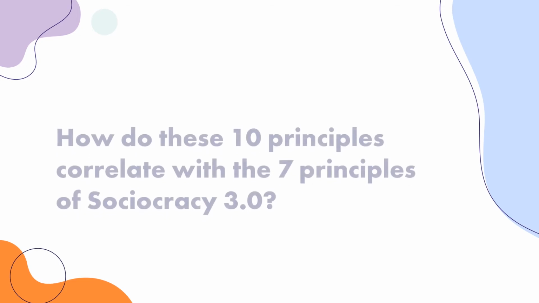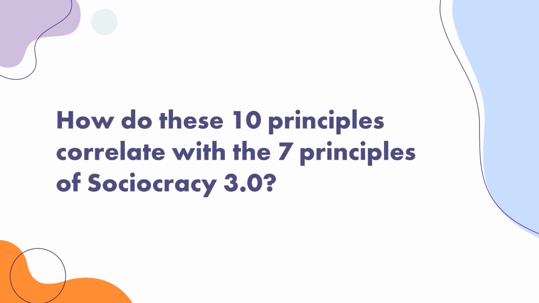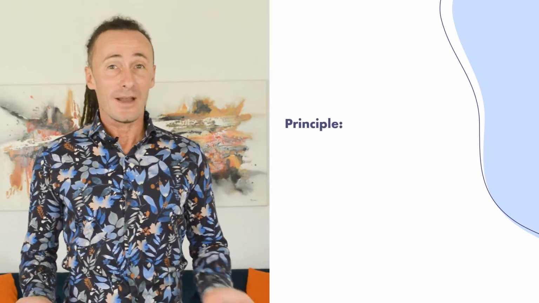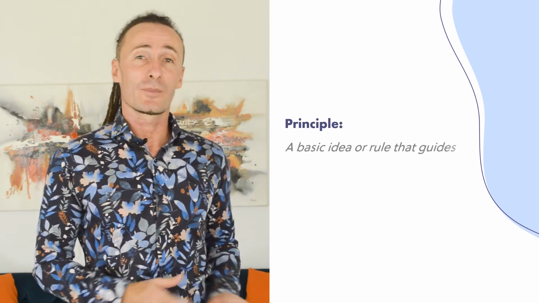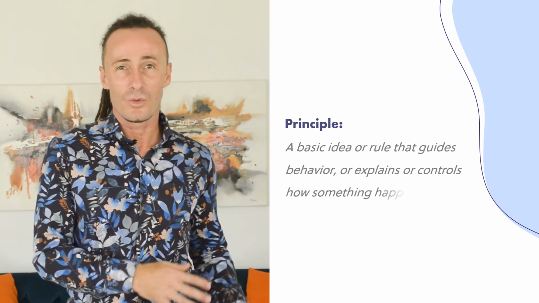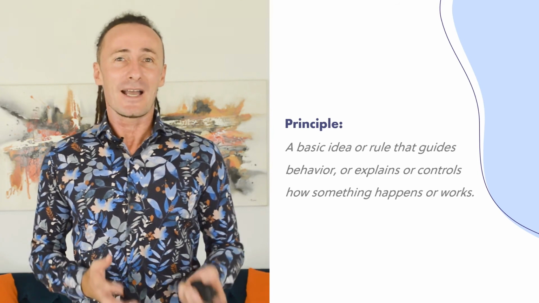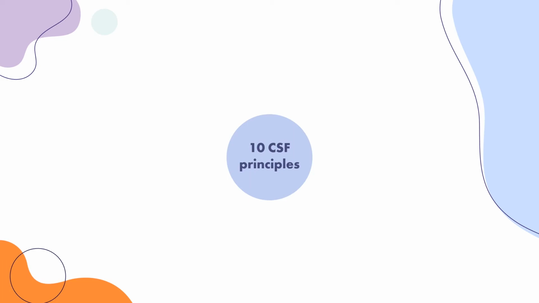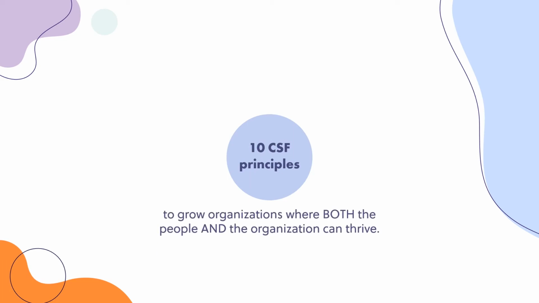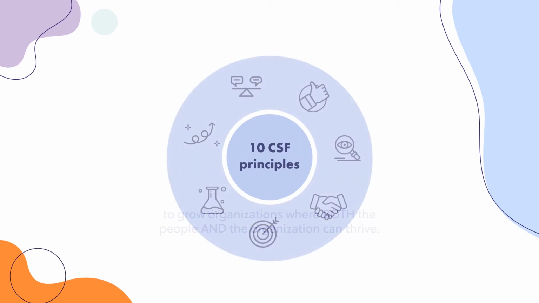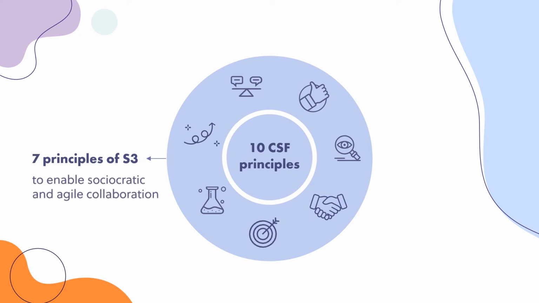If you're already familiar with S3, you might well be asking yourself how these 10 principles correlate with the 7 principles of S3. Well, first of all, we chose to call them principles because that's what they are, a basic idea or rule that guides behavior or explains or controls how something happens or works. Remember, the Common Sense Framework and S3 complement each other, but they're also designed to stand alone. The 10 principles of the Common Sense Framework are 10 principles for individuals, teams, and organizations to grow organizations where both the people and the organization can thrive. Whereas the 7 principles of S3 are 7 foundational principles which enable sociocratic and agile collaboration and which underpin all of the patterns in S3.